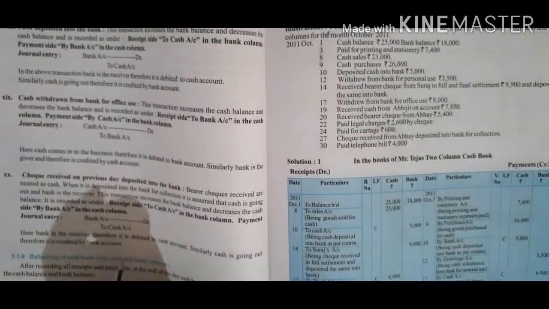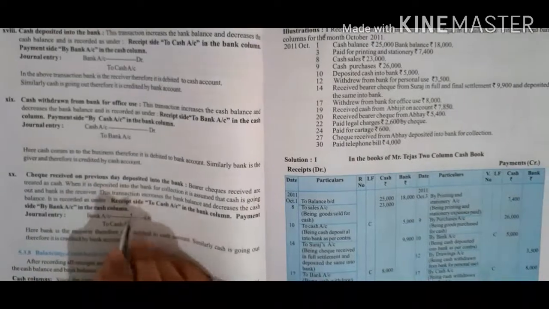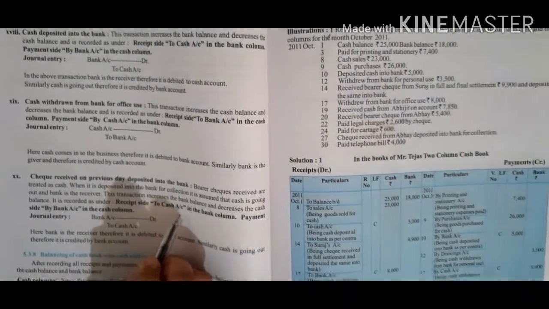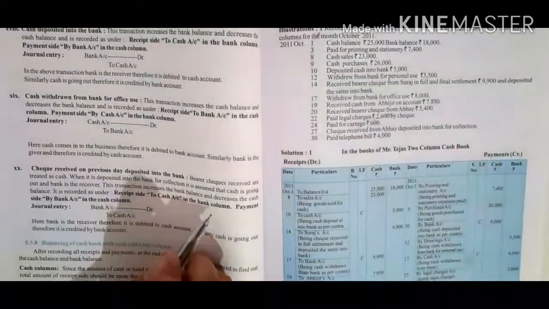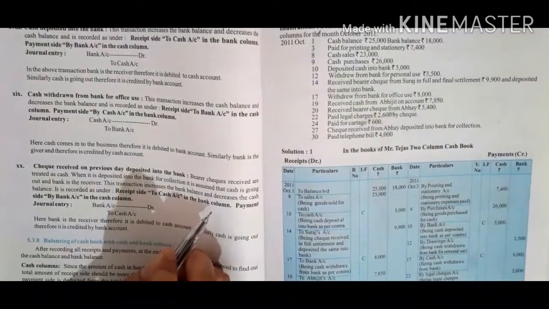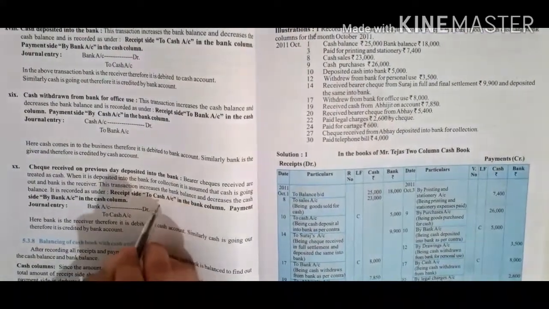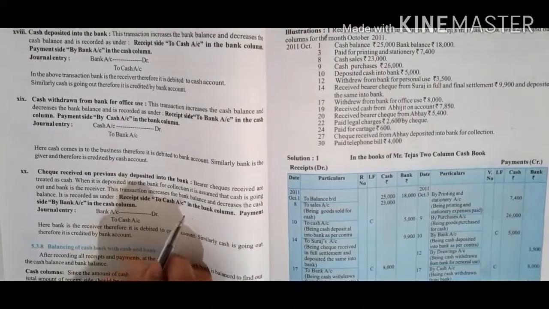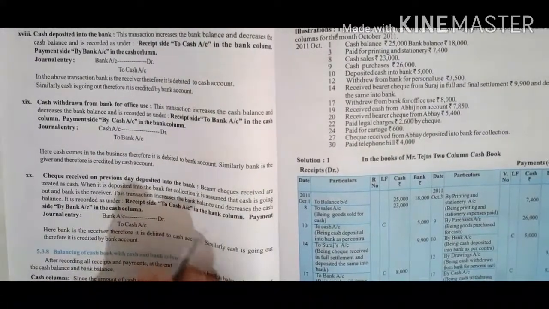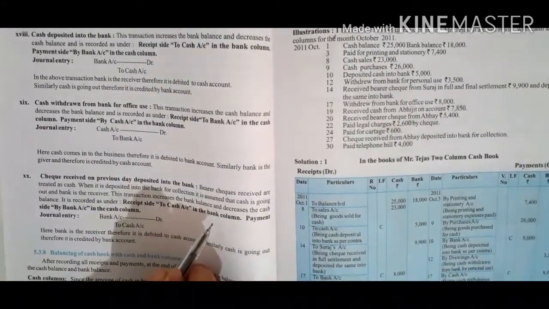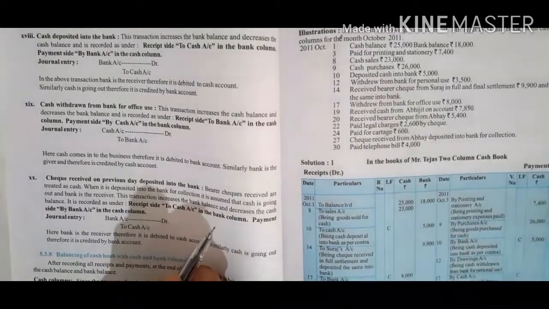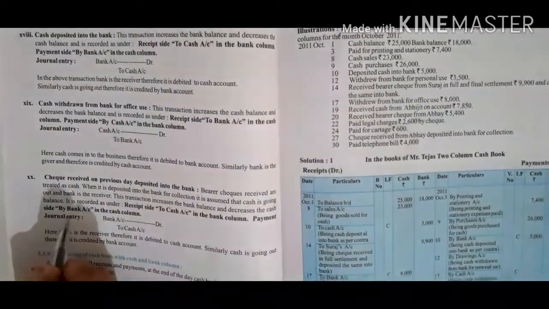So how will it be recorded in the cash book? On the receipt side you have to write down the cash account, but the amount you have to write down in the bank column, because you are depositing this check into the bank, that is cash into the bank. So in the bank column you have to write down that particular amount. And on the payment side, the bank account.